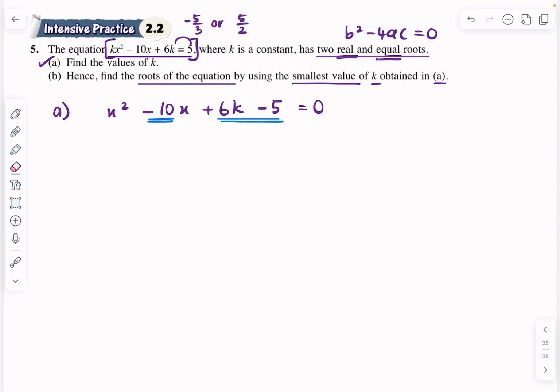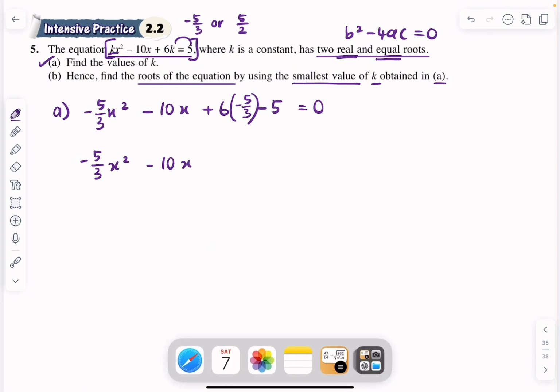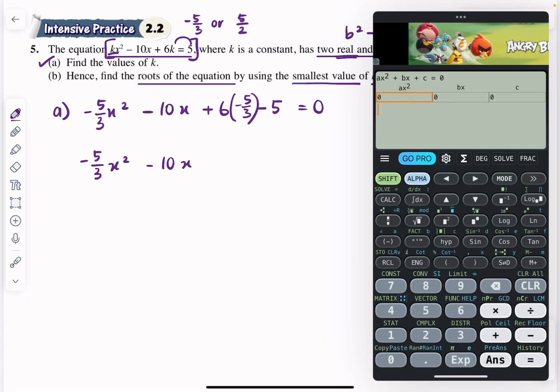So our equation is this. Kx squared, right? K is negative 5 over 3 and then 6k minus 5. So we're going to replace this with negative 5 over 3. So our equation will be negative 5 over 3 x squared minus 10x, and the last part c we can put it in our calculator. So c times negative 5 over 3 minus 5. We get negative 15.